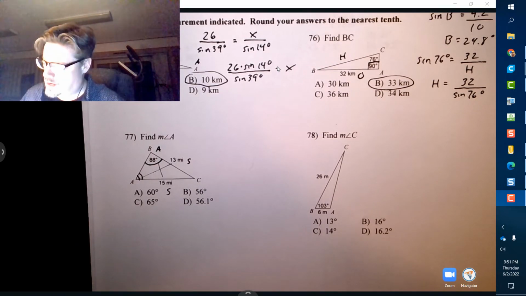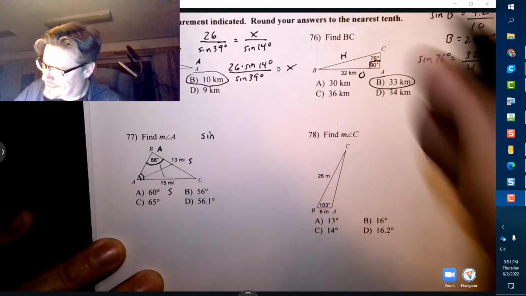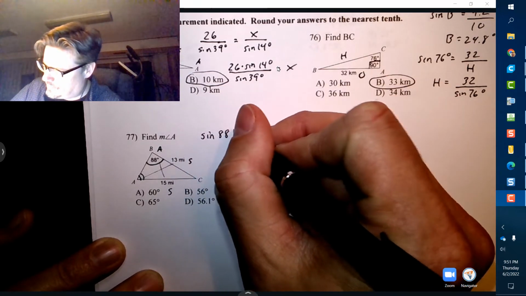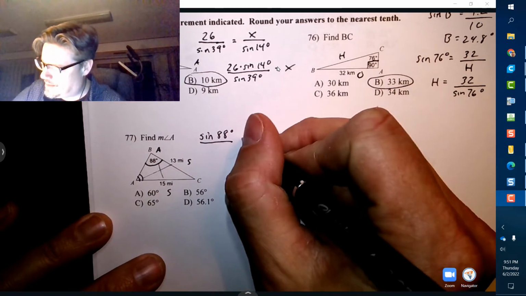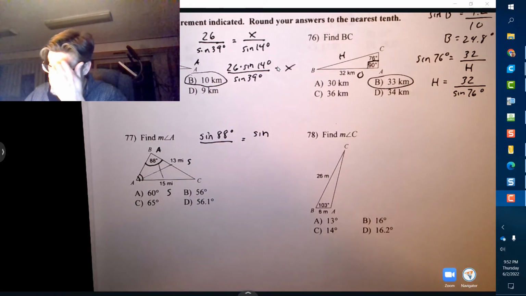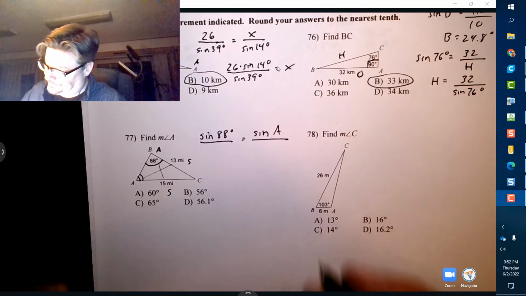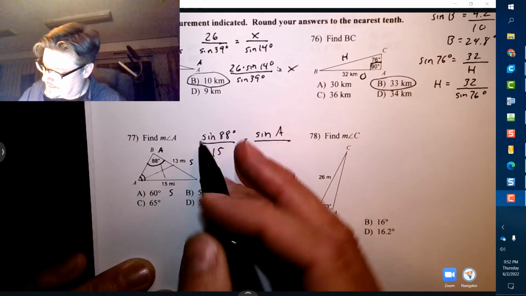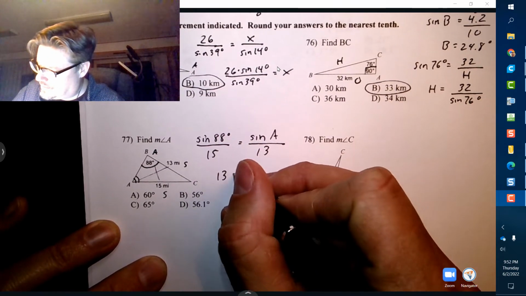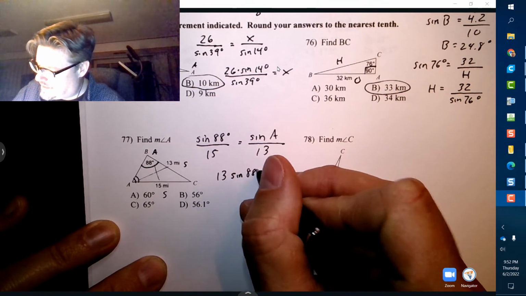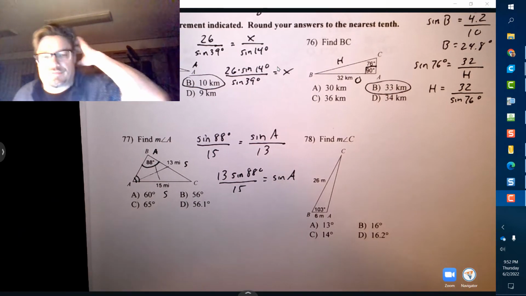Since I'm looking for an angle, I might as well put the sines on the top. I never used to really care about this, but I find that it's easier if you're looking for an angle, put the sines on the top. It's a little bit easier to explain. 15 is connected to this, and 13 is connected to that, because now all I'm doing is moving the 13 over to the other side. I don't have to switch things. I find that a little bit user-friendly.